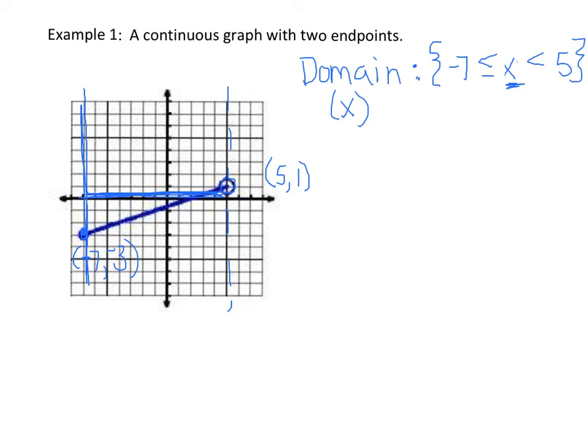For range, we're going to use red. For range, it's all of the y values. If you look at this value here, that is the lowest y value that is included, and it goes all the way up to this value here. It's all of these y values here, so that would be from negative 3 up to positive 1. Again, when you write your range, it is your y values.